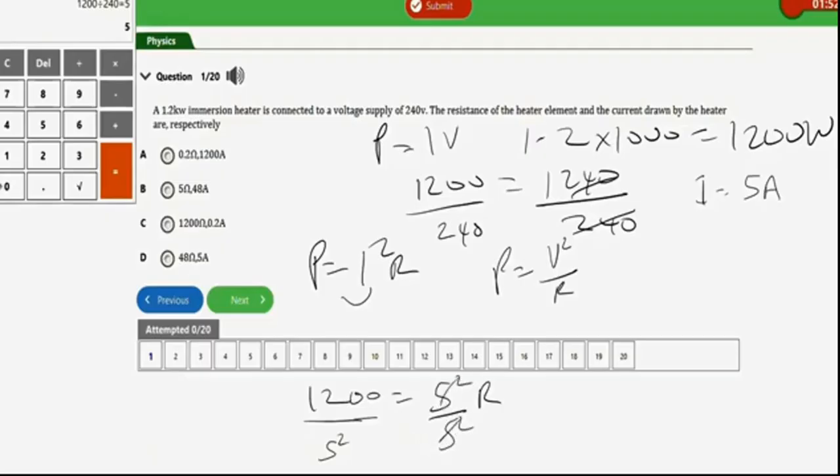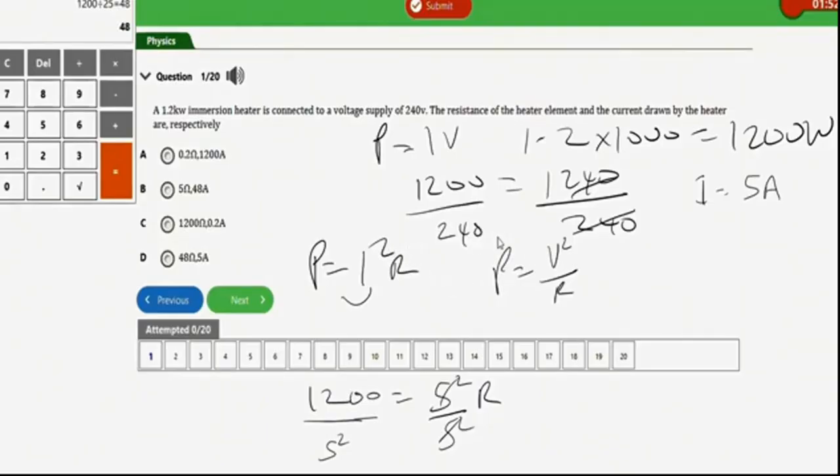Let's punch this on the calculator. We're going to have 1200 divided by 25. That output will be 48 ohms. So the correct option is option D.